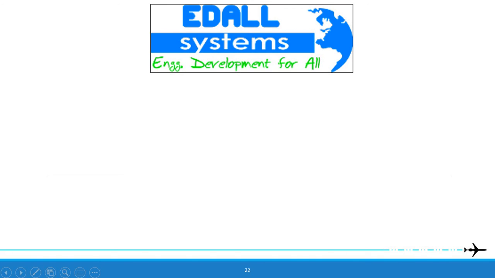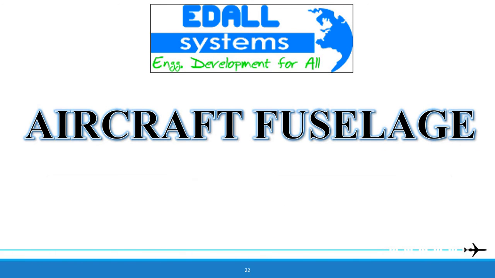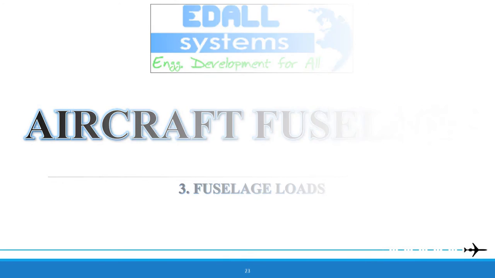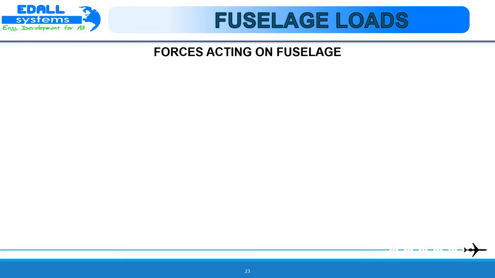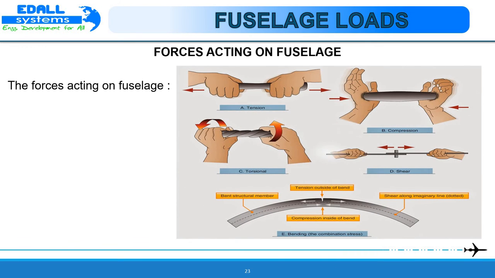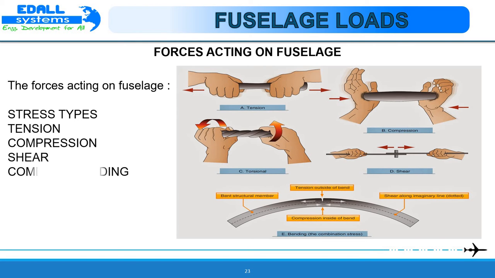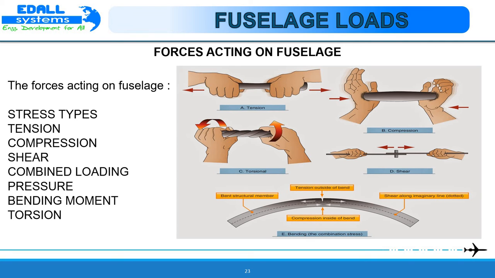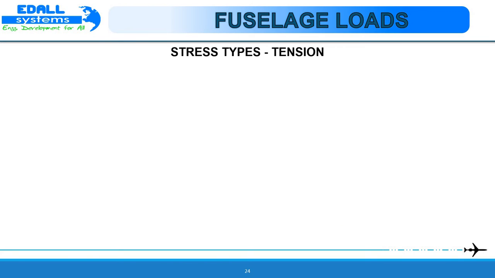In the previous session, we had discussed the fuselage structures. Let us start off with fuselage loads in this session. Forces acting on the fuselage, which will be discussed in this presentation, are stress types: tension, compression, shear, combined loading, pressure, bending moment, and torsion on the aircraft fuselage. Let us start off with the stress types.